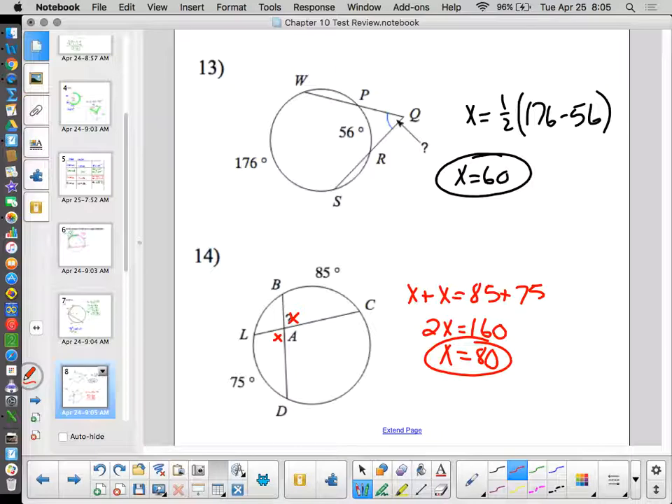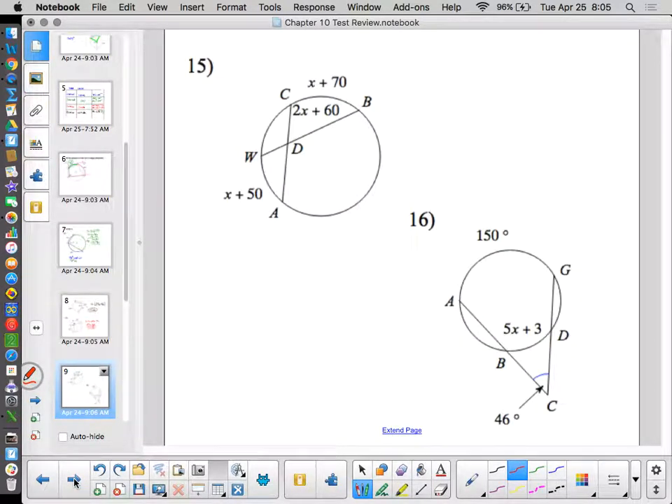So, very straightforward. Then we get problems similar to that, but that require a little more work. So now we step it up just a little bit, don't we? Still just using the formulas, though, because there's a little more algebra involved. 15, again, we're dealing with an interior angle situation. So, arc 1 plus arc 2 equals the angle times 2, or 2 times 2x plus 60. Or 2x plus 60 times 2x plus 60, same thing.